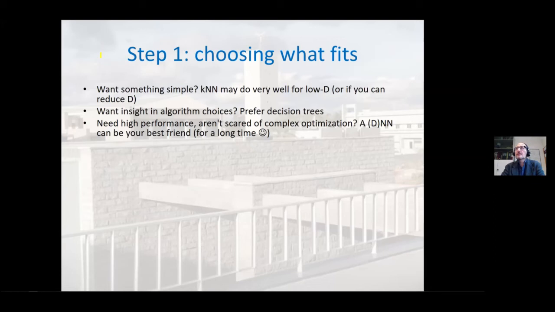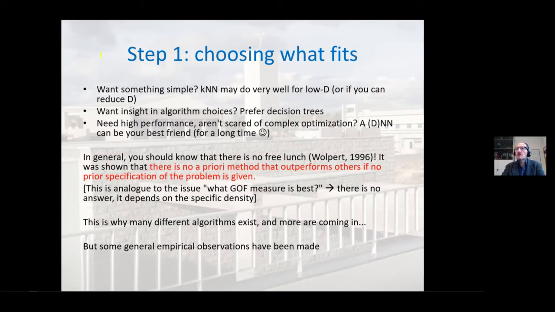Yeah. So typically, everybody's going towards deep neural networks. They certainly do very well, but they can be very complex to train, okay? So be careful. In general, there is no a priori method that outperforms others, because, well, the Neyman-Pearson lemma is all you need, but it can only be applied in very specific situations, okay?